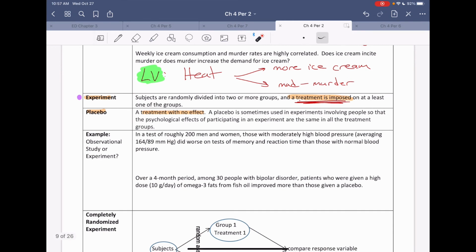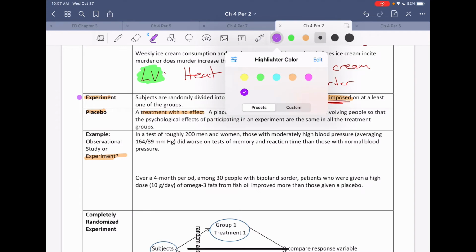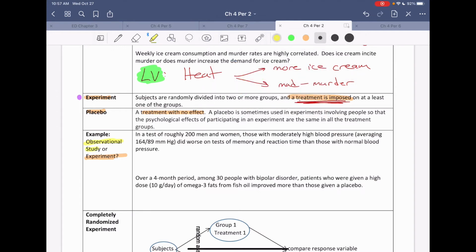So here's a big thing. Observational study or experiment. We need to be able to do this on test day. This is why you need to know the vocab words. I made that yellow, right?